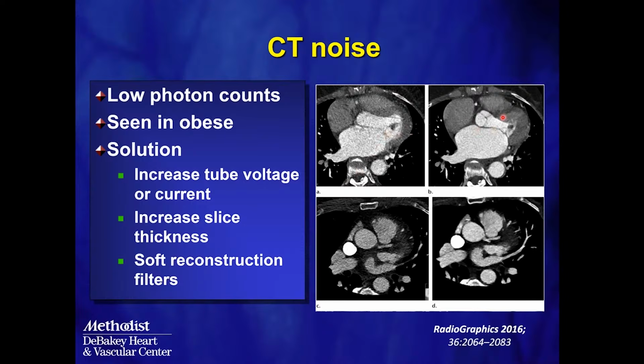You can actually notice how this area here is much smoother and less noisy, so you have a much better signal-to-noise ratio. Increasing the slice thickness will help reduce the noise, but at the expense of reducing the spatial resolution, and then using soft reconstruction filters can also help eliminate some of that.